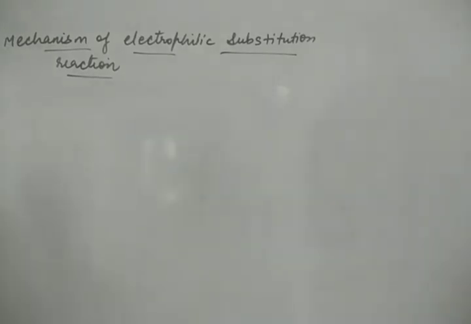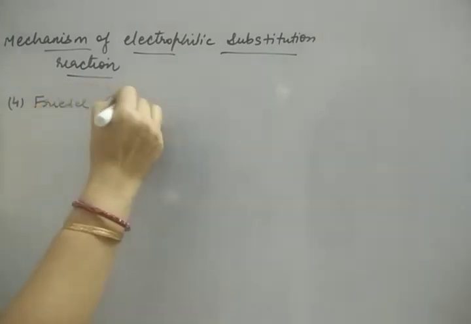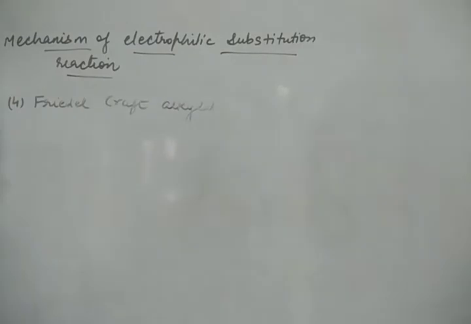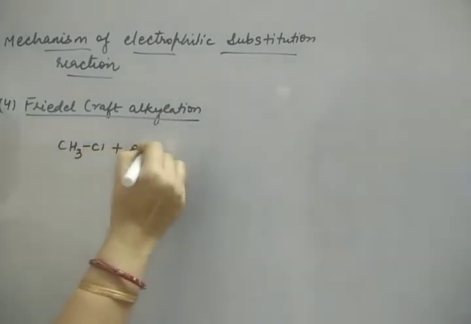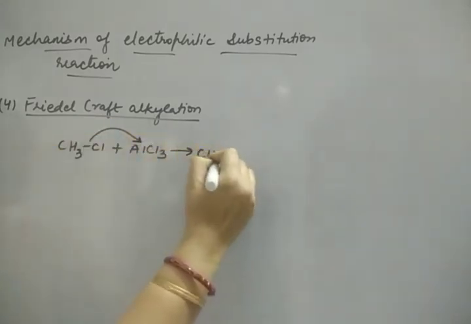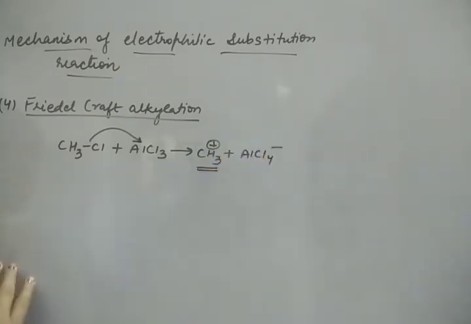Now we'll discuss how the electrophile is generated in Friedel-Crafts alkylation and acylation. Friedel-Crafts alkylation occurs in the presence of, suppose I am talking about CH3Cl in the presence of AlCl3. So again this AlCl3 will take one electron pair. So my electrophile is CH3+ here.